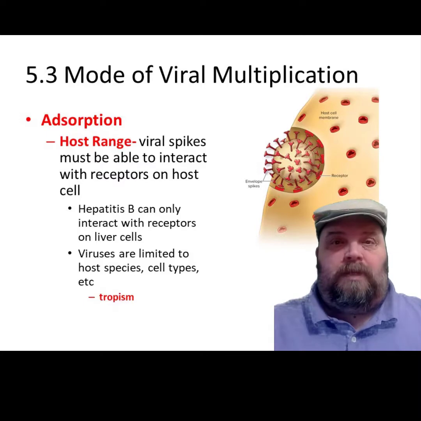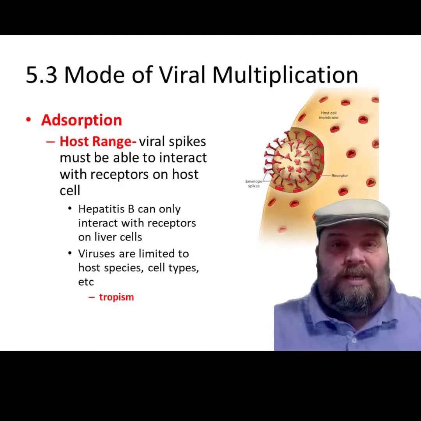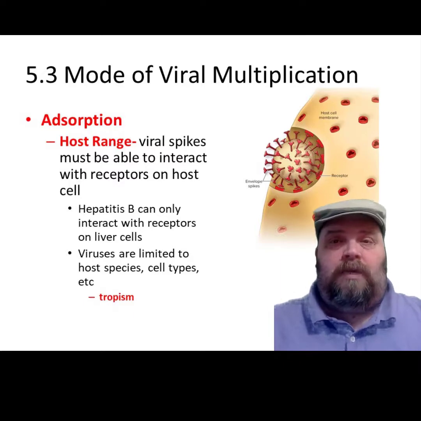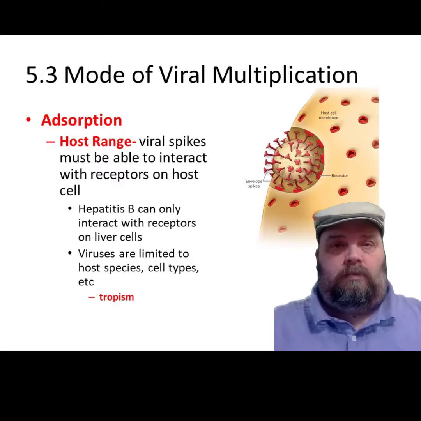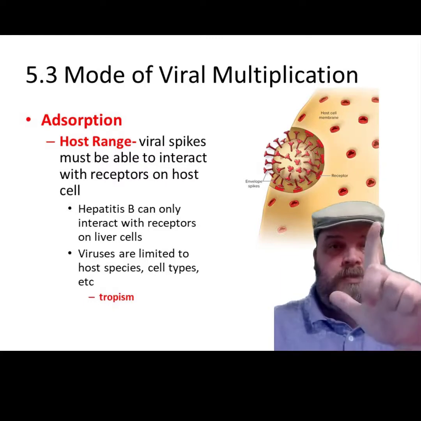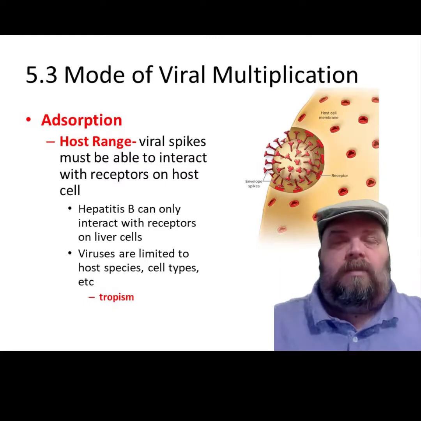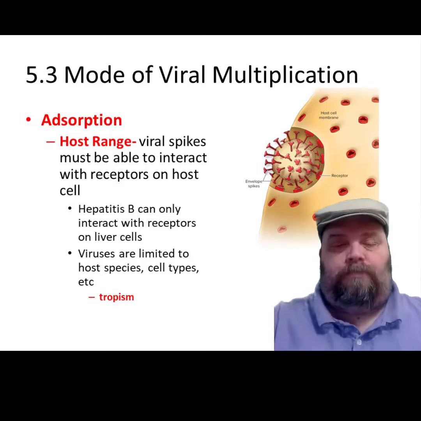So the example from the textbook, hepatitis B. Hepatitis B, human only. Okay? It's not going to be able to infect your dog. It's not going to be able to infect your goldfish. It's not going to be able to infect an insect. Its host range is us. Hepatitis B, its spikes only react to glycoproteins on the surface of certain liver cells. So the viruses are restricted not only to host, but certain cells in the host. They refer to that as tropism.